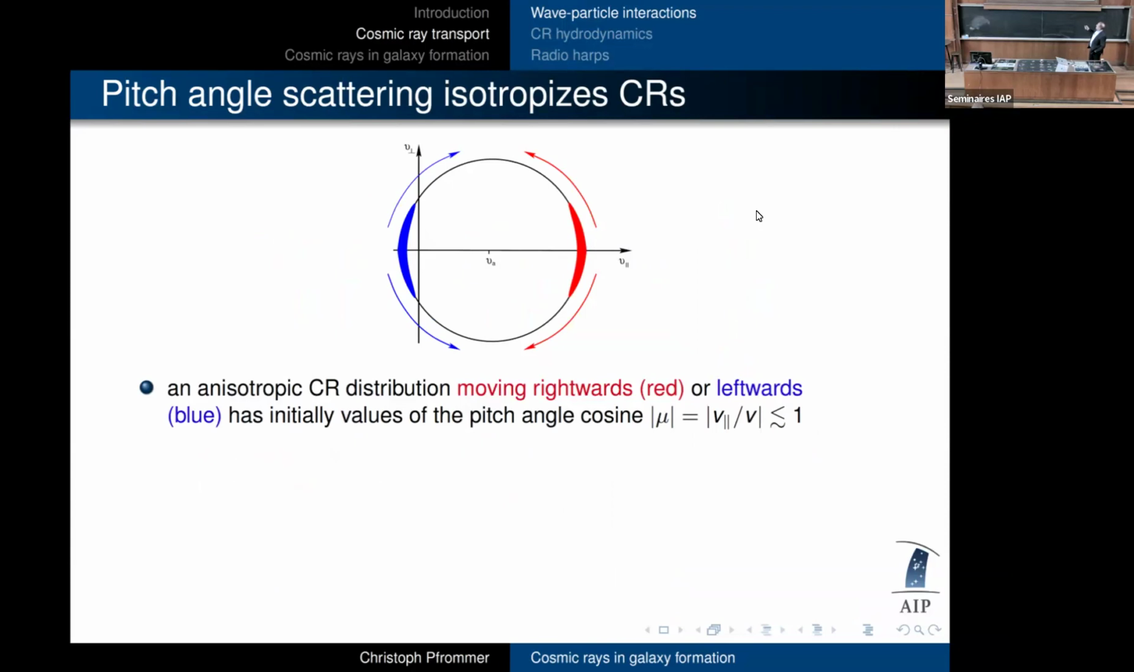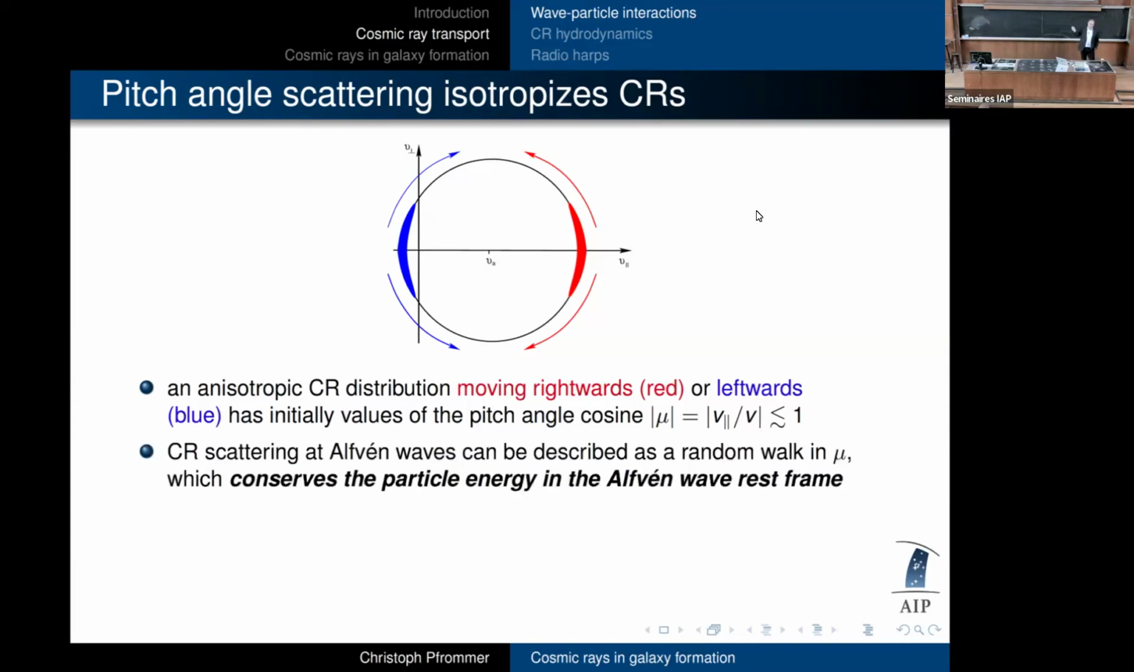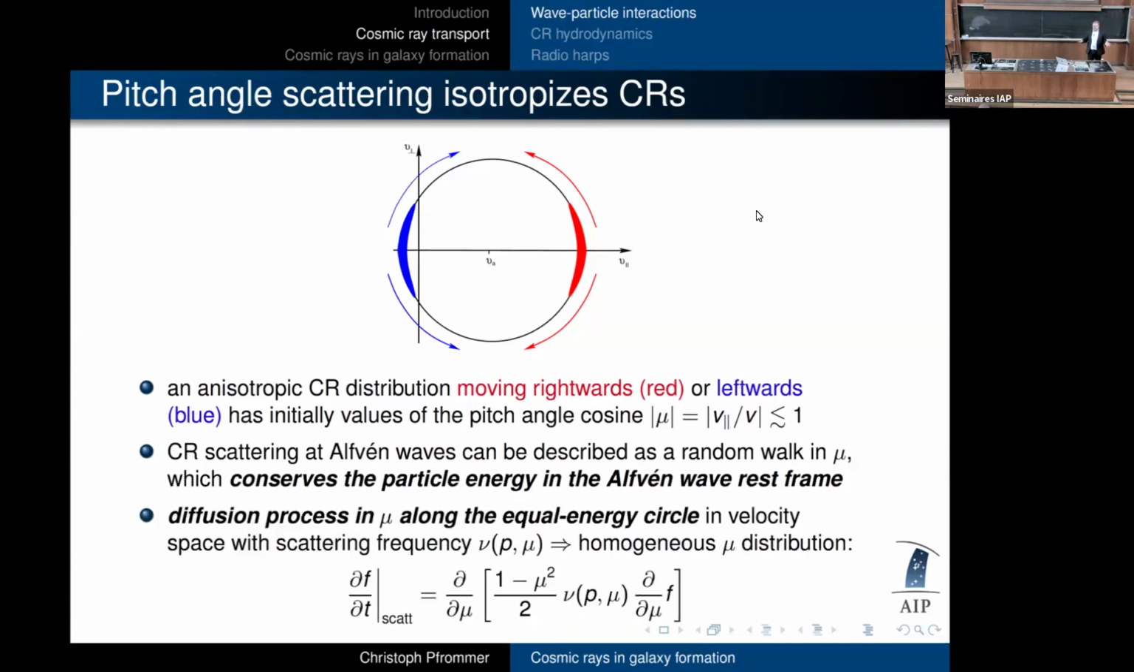And this is a ring centered on the Alfvén speed, where the energy of our cosmic rays is the same, right? On a ring, as you all know, the energy is the same of these particles. So if you start with a population that moves initially rightwards, the red population, or initially leftwards, you have scatterings and you change this pitch angle. It means you move on this circle. Okay? In fact, you have a random walk. You increase, you decrease, depending on the local phases relative to the Alfvén waves. And a random walk, starting from this distribution like this, smoothes out to eventually become completely flat on this velocity circle. Okay? And that's a diffusion process. So you can describe cosmic ray propagation in velocity space as a diffusion process in this pitch angle, and you basically then isotropize a population in the frame of the moving Alfvén waves until this whole thing becomes flat. All right.